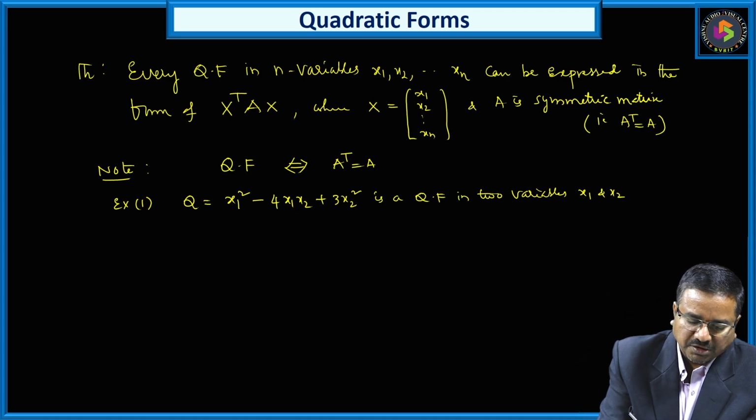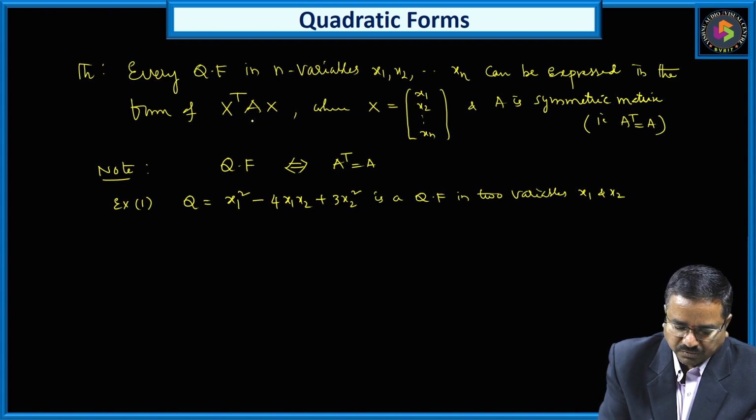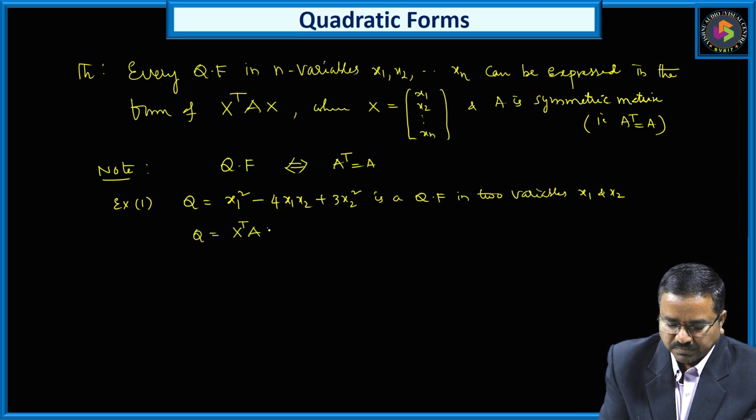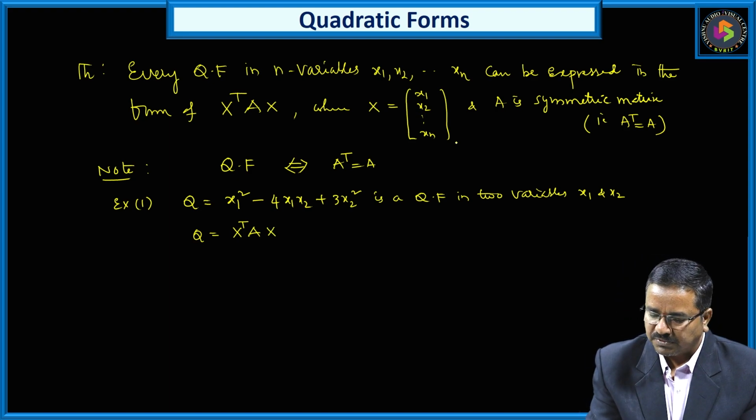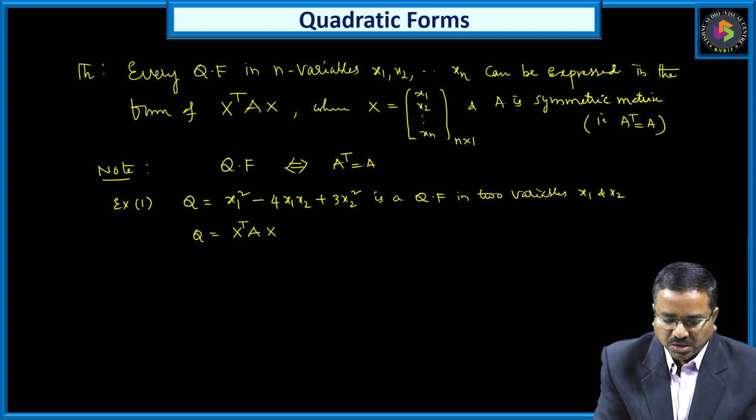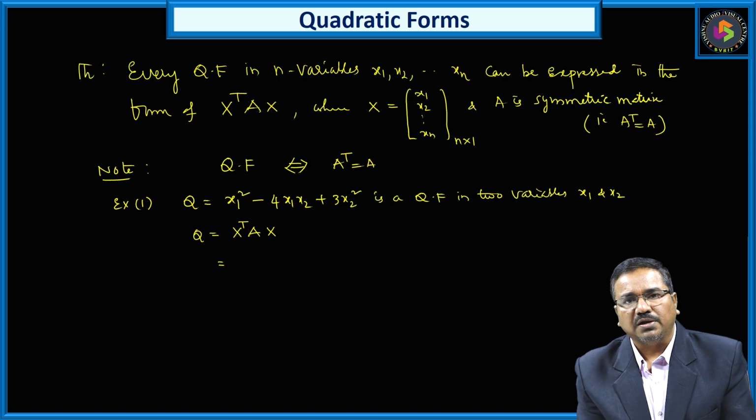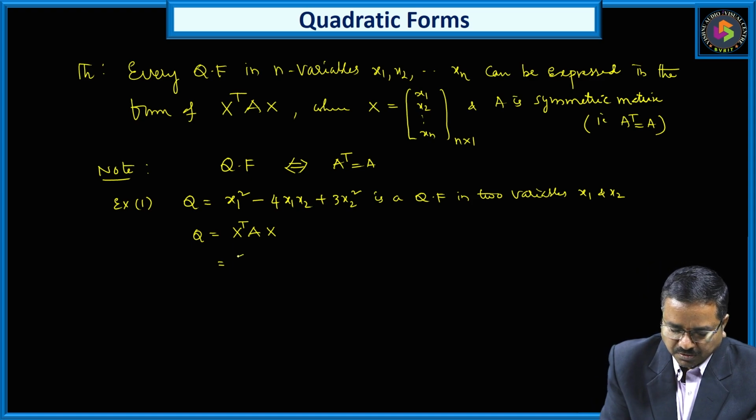So according to this theorem, every quadratic form we can express in matrix form. What is the matrix form? The matrix form is x transpose A x. So according to the above theorem, we can write it as x transpose A x. What is the x here? x is compulsorily the column matrix. Whenever x is the column matrix, x transpose will become a row.